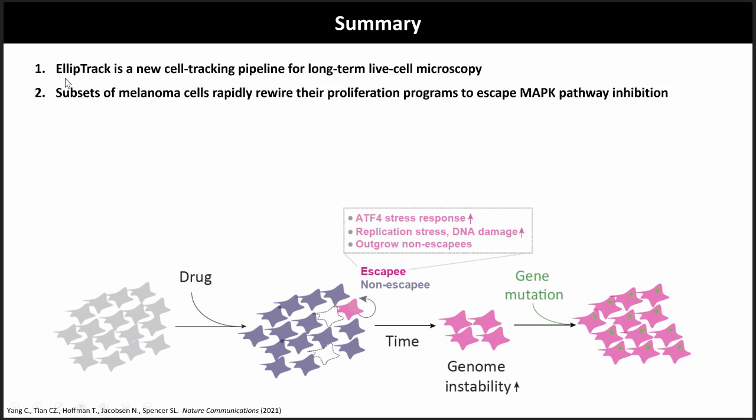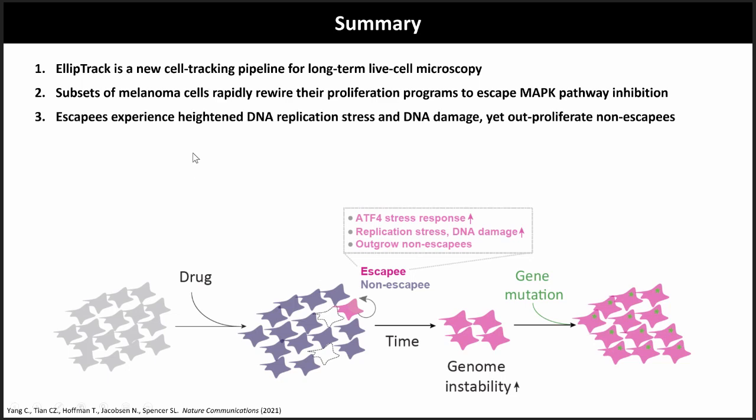With this pipeline, we were able to find that subsets of melanoma cells can rapidly rewire to escape MAP kinase pathway inhibition and re-enter the cell cycle in just a matter of a couple of days. These escapees experience heightened DNA replication stress and DNA damage, yet they outproliferate non-escapees, suggesting they could be a seed population that enables drug resistance.